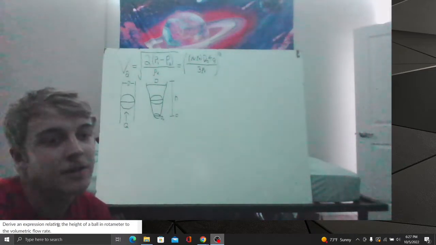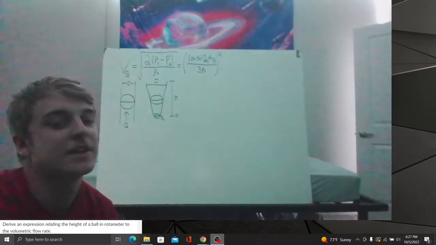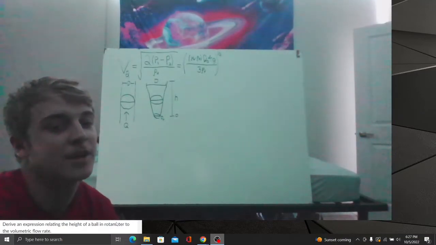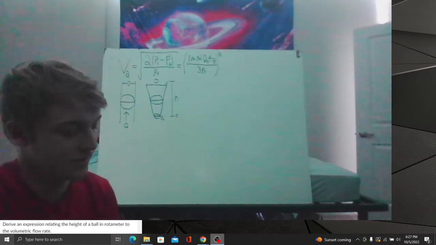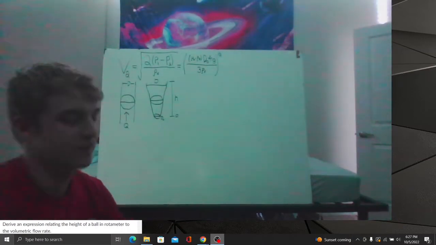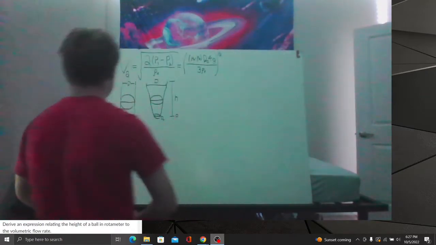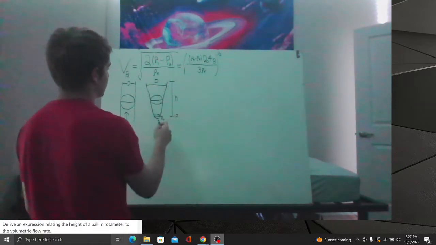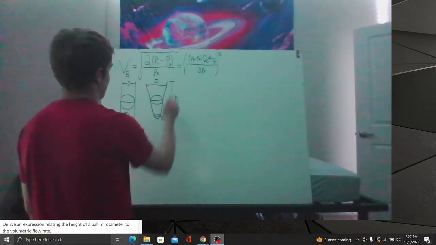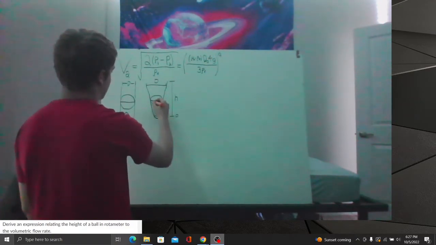So in this video I will be solving part 2 of homework 2, where we are tasked to derive an expression relating the height of a ball in a rotometer to the volumetric flow rate. I've made a diagram of the situation already, and here is the rotometer. You can see the slanted walls of some height h, and with the ball inside of it.